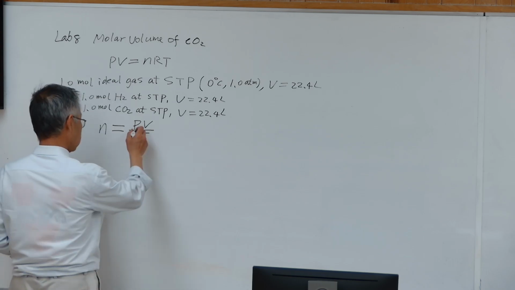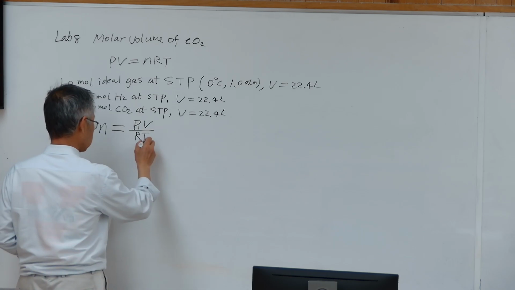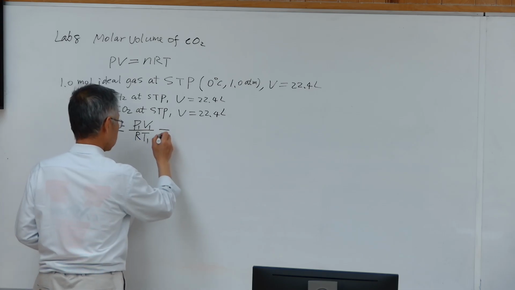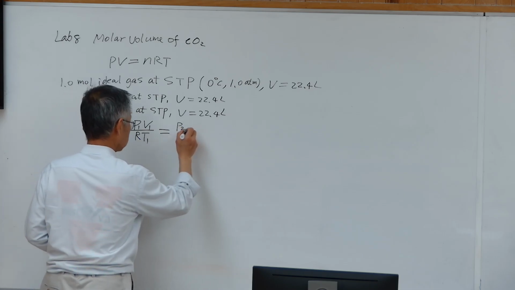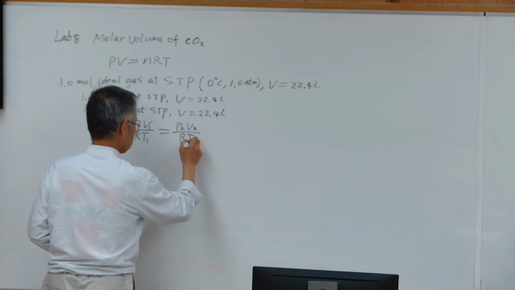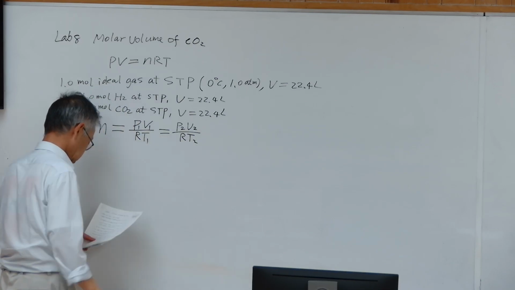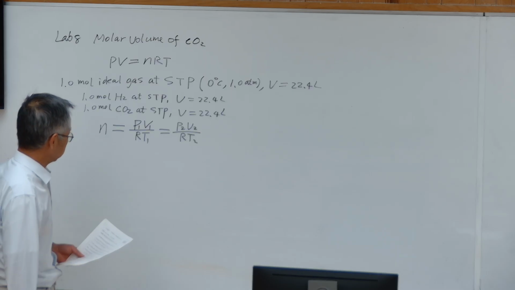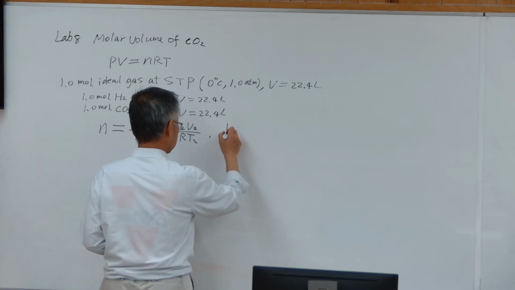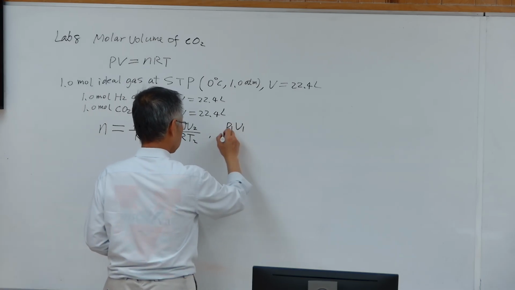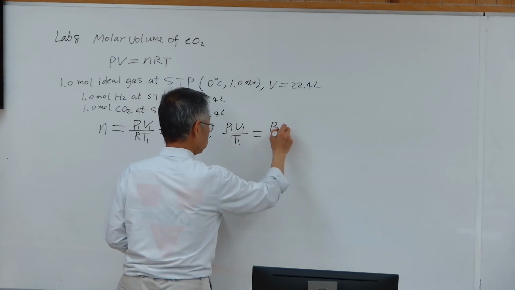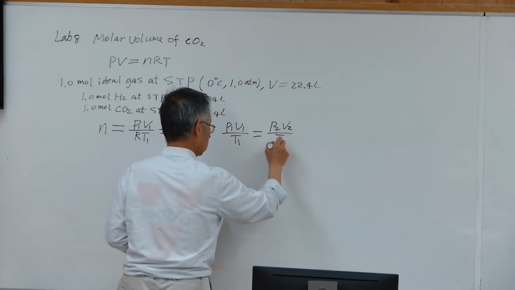Right. Under pressure P1, temperature T1, the volume will be V1. Then under pressure P2, temperature T2, your volume will be V2. R, the gas constant, is exactly the same. So both are the same. So this equation becomes P1 V1 over T1 equals P2 V2 over T2.